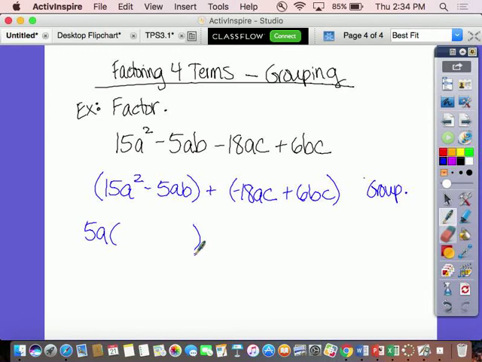So you write the GCF on the outside. And then we say, what do I have to multiply 5a by to get 15a squared? And what do I multiply 5a by to get negative 5ab? Okay, so there's what you get. We're going to do the next one. So then we go to the second group.